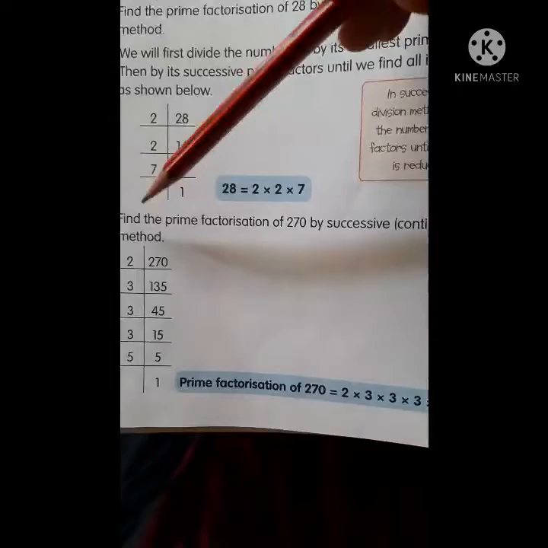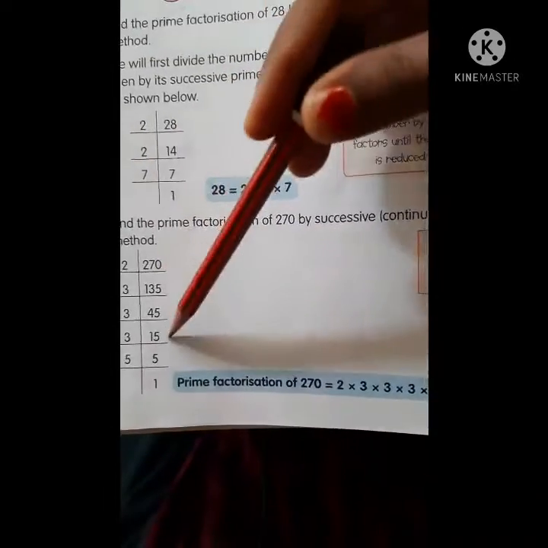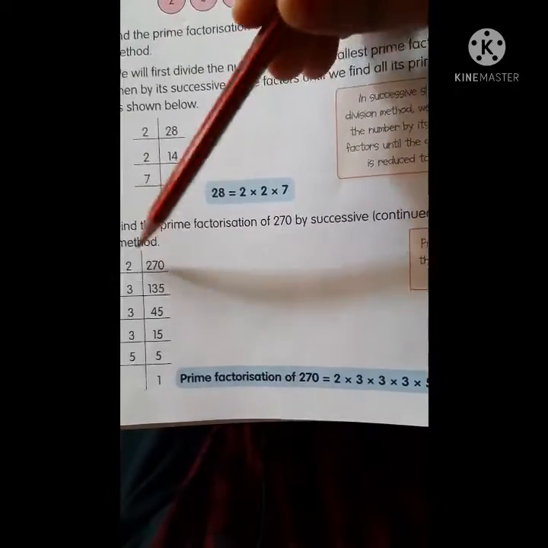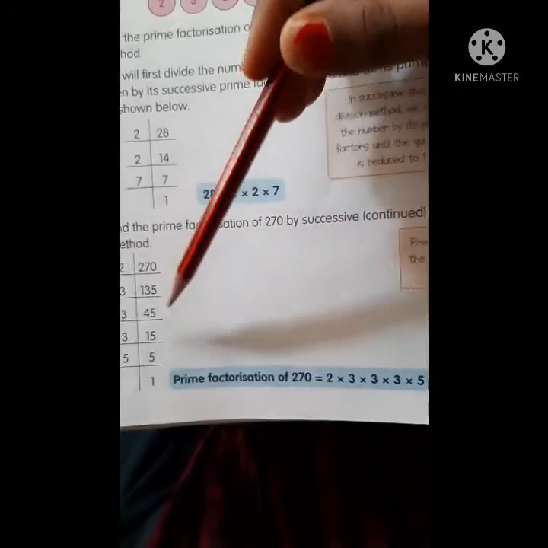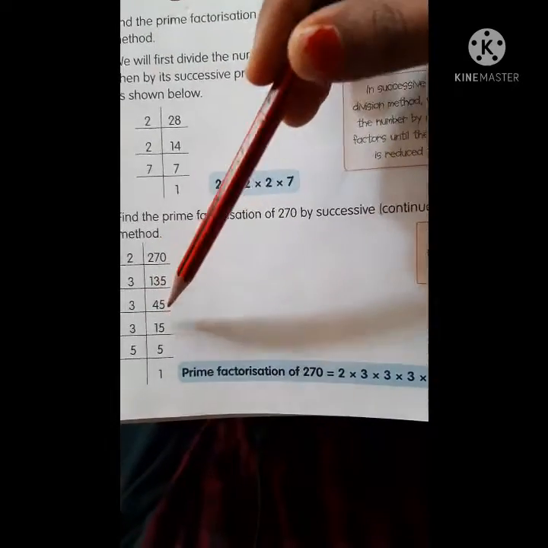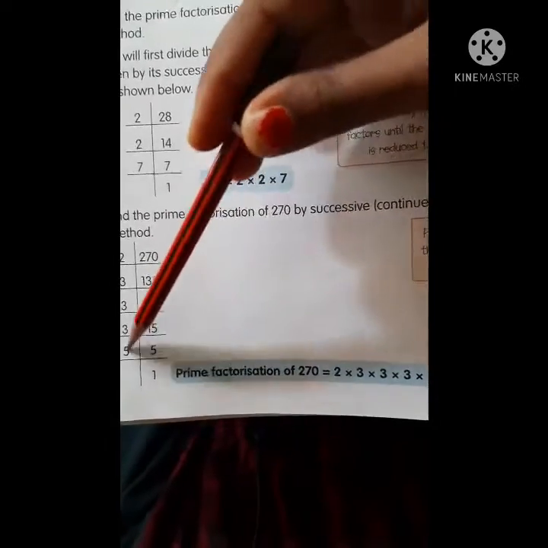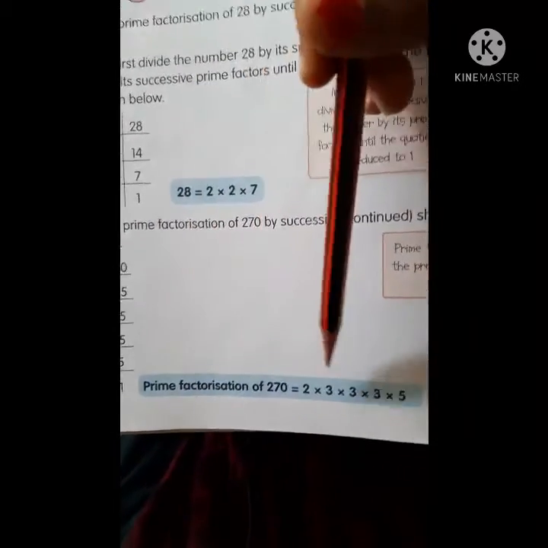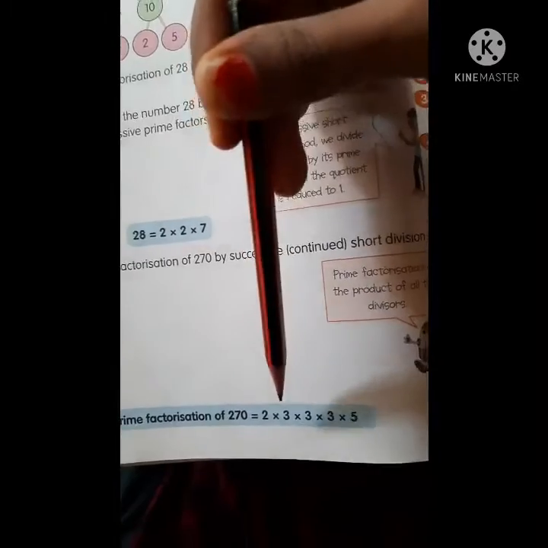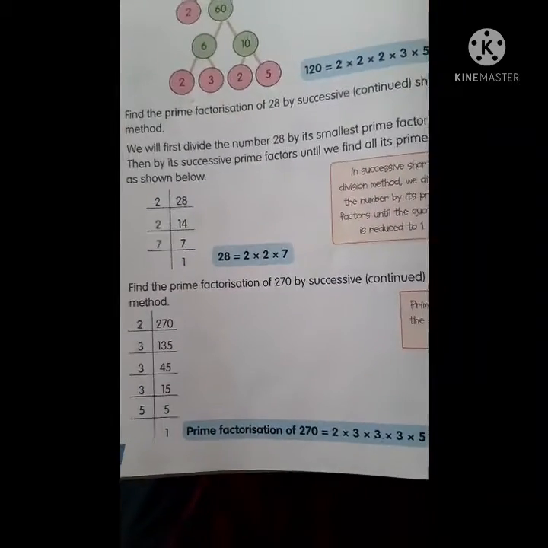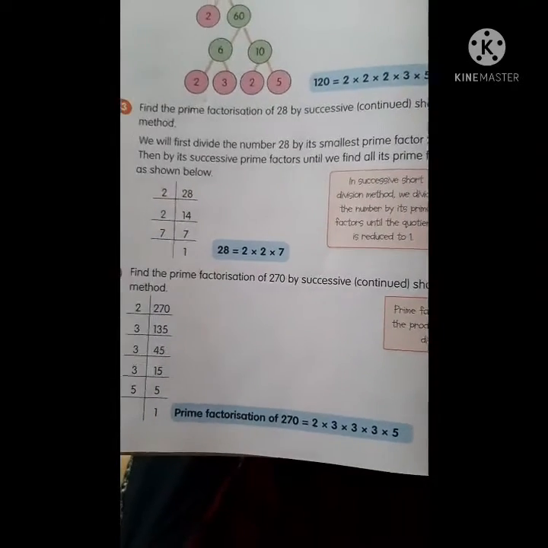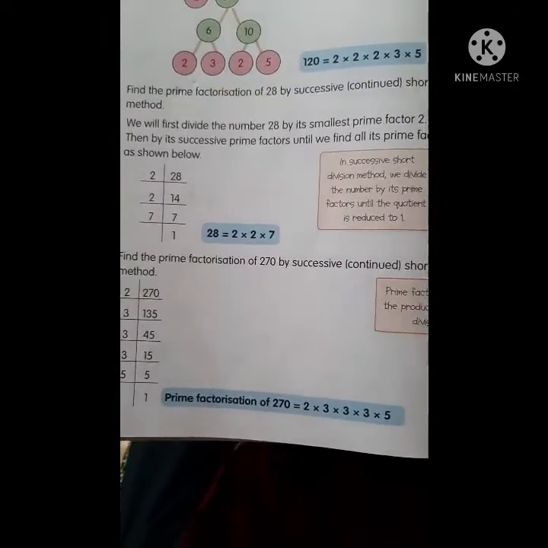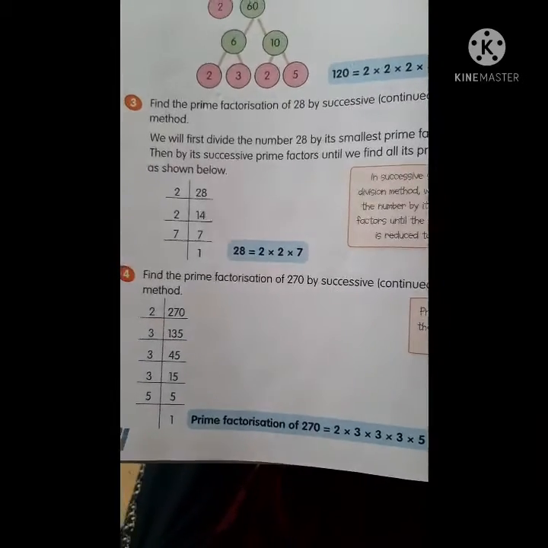In the same way you can see one more number here, 270. We divide it by 2, then 3, then again 3 15s are, 3 5s are, 5 1s are. So our prime factorization will be 270 equals 2 into 3 into 3 into 5. So this is our short division method. The next page sums I will give you in PDF, that you write. If you have any doubt, you can ask me.